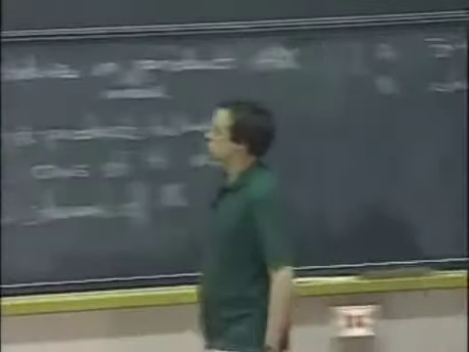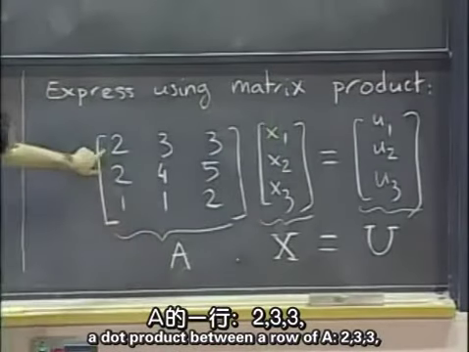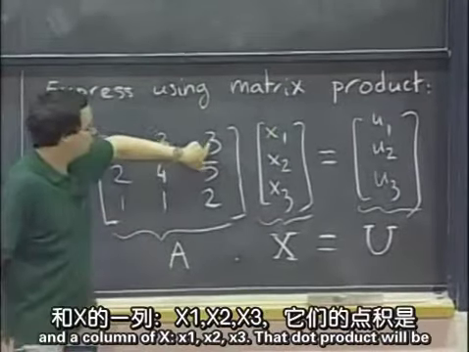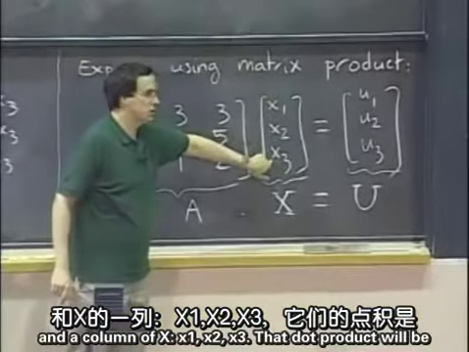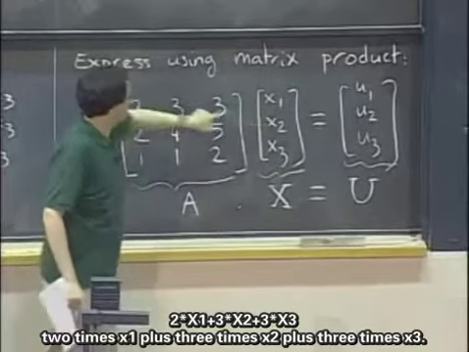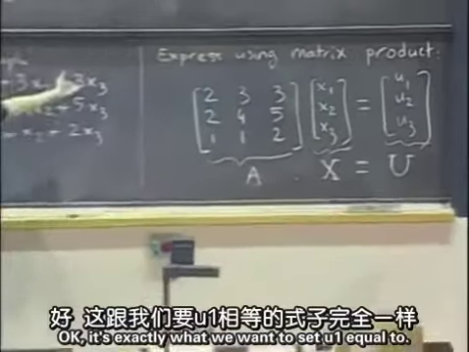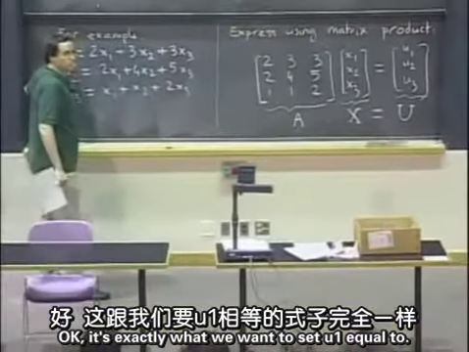It has 3 rows and only 1 column. So now what can we do? Well, I said we're going to do the dot product between a row of A, 2, 3, 3, and a column of X, X1, X2, X3. That dot product will be 2 times X1 plus 3 times X2 plus 3 times X3. It's exactly what we want to set U1 equal to.